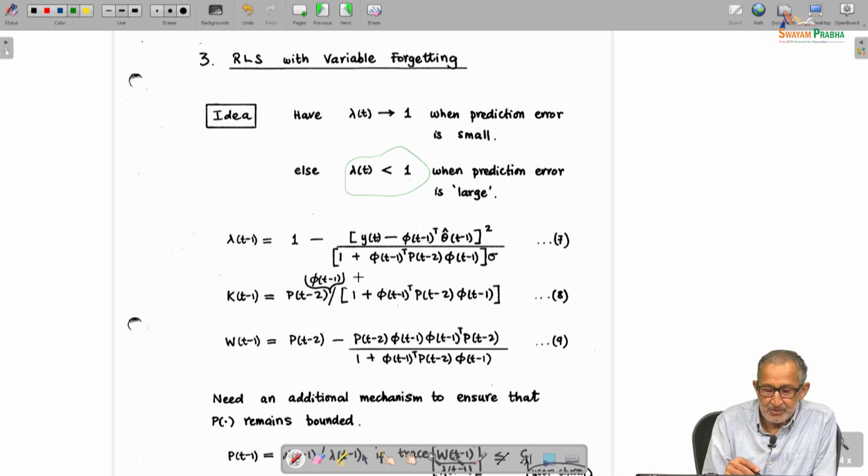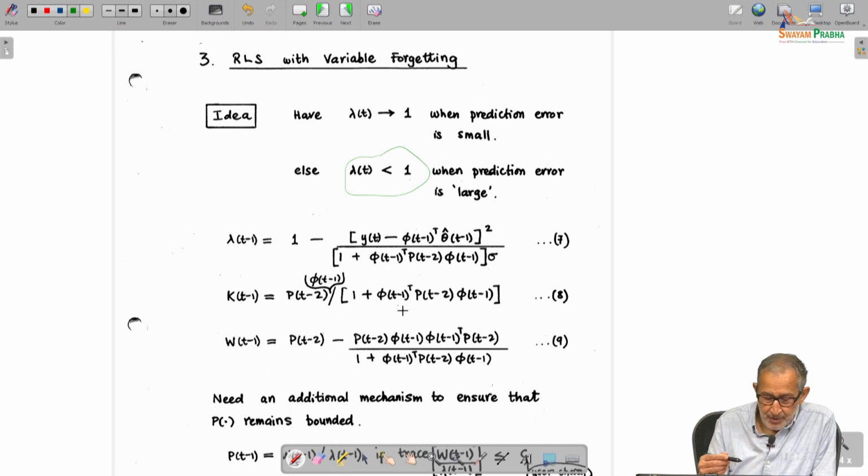So here is the expression for lambda. Lambda now becomes a function of the prediction error. This is the prediction error. When prediction error is very small, lambda will be close to 1. When prediction error is large, we will subtract a relatively larger number from 1. This is normalized, so it will end up being a lambda value of less than 1. Here is the corresponding update equation, same as before.